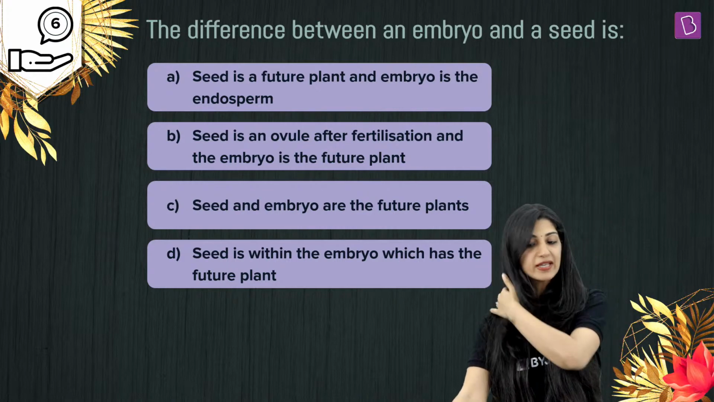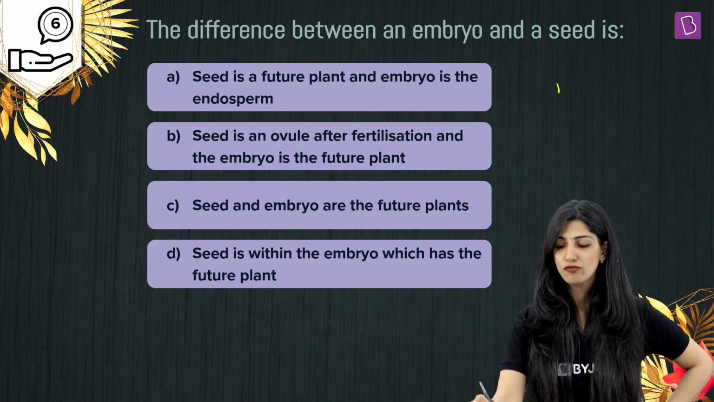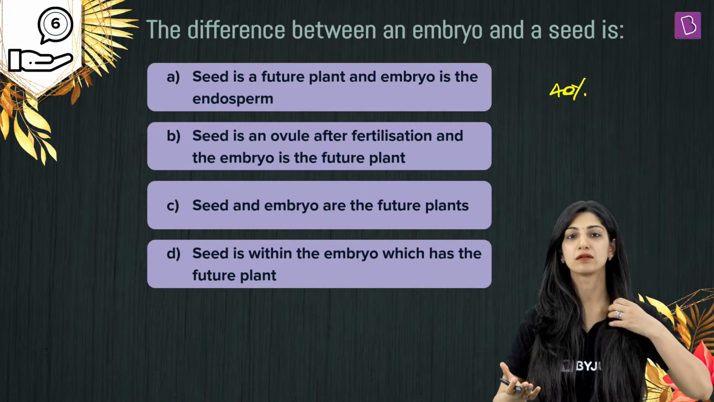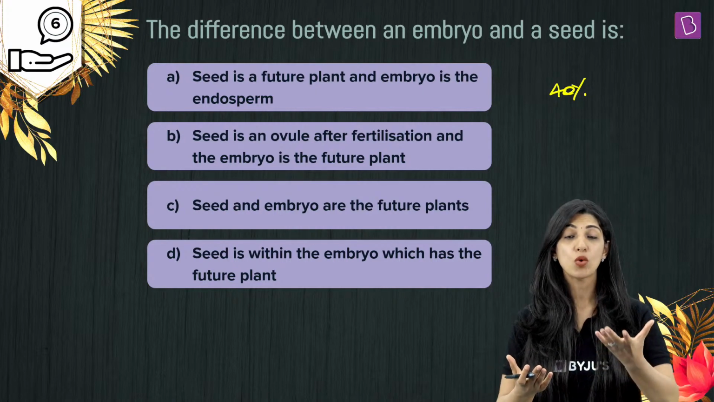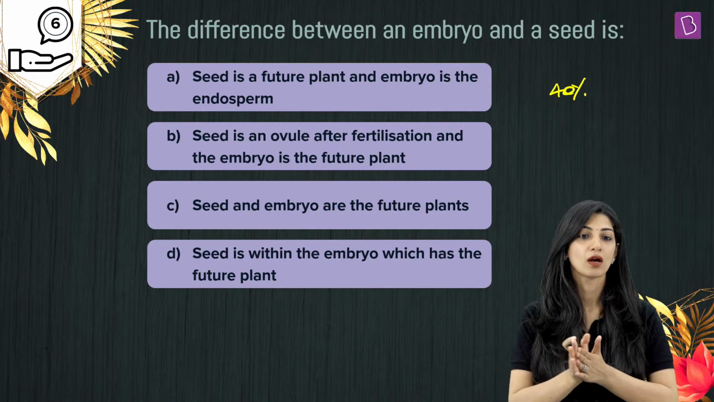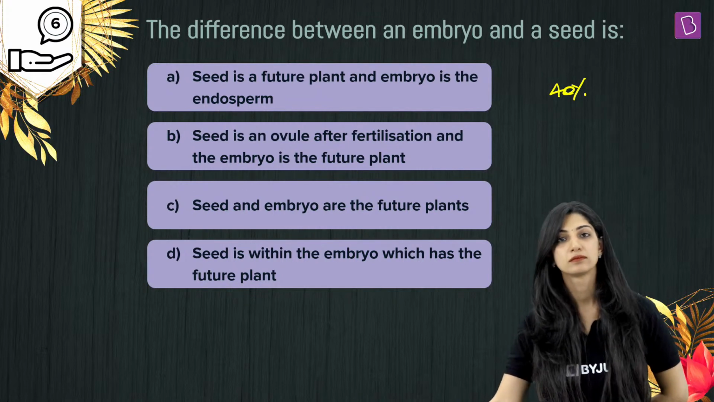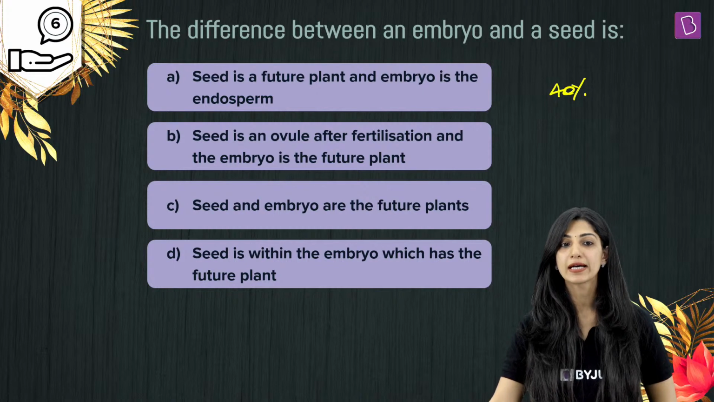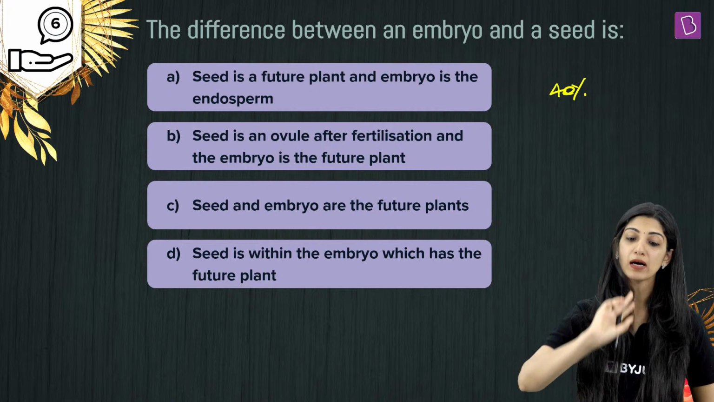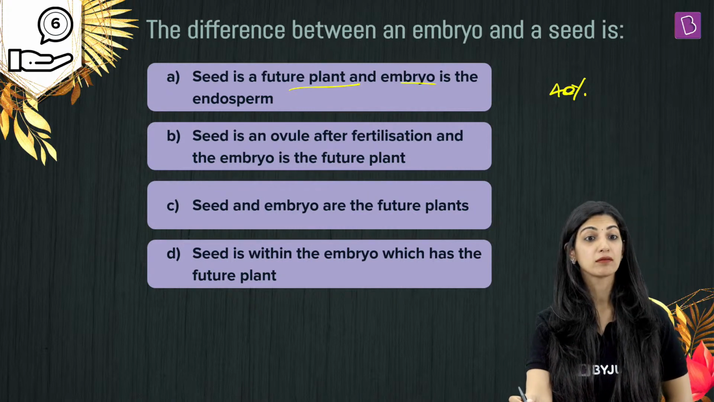The difference between an embryo and a seed. बहुत easy question है. ये तो वो 40% जो easy paper है, उसका part है. The difference between an embryo and a seed. What is the answer? Let's see the chat box. What is the difference between an embryo and a seed? The seed is containing the embryo or the future plant. So seed is a future plant and embryo, it's not A. The answer is not A.